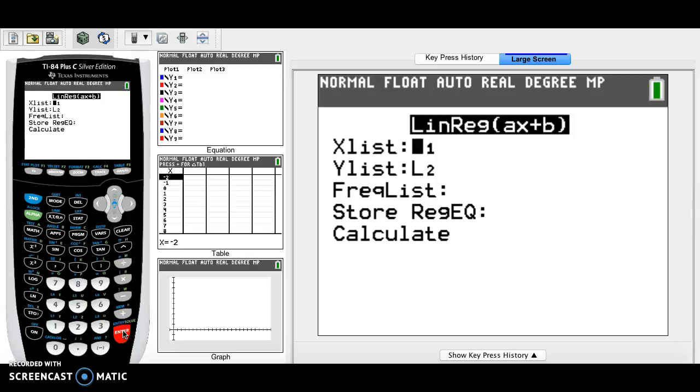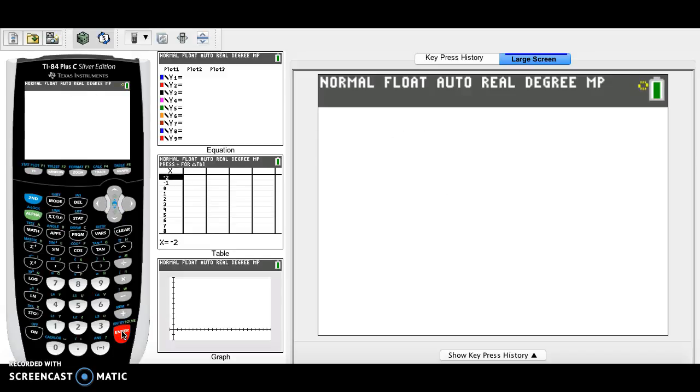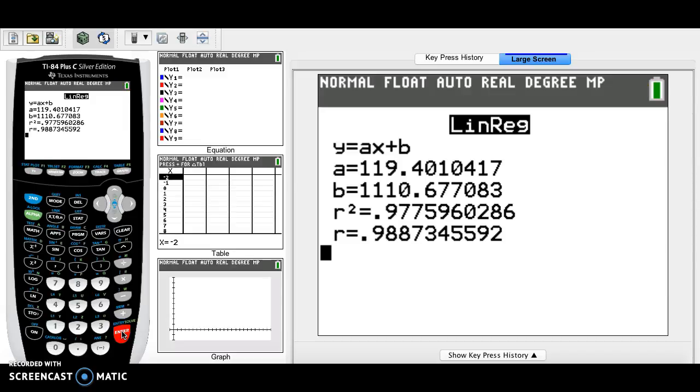Hit enter. Depending on your operating system, you may see a screen like this, or you may just be back on your main screen. You're there quicker. You'll just have to hit enter. So I need to go down to the calculate, hit enter, and there we have it.